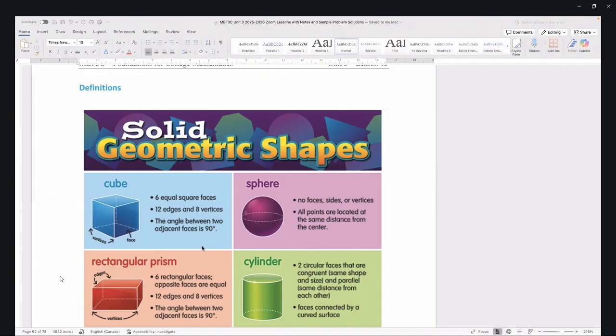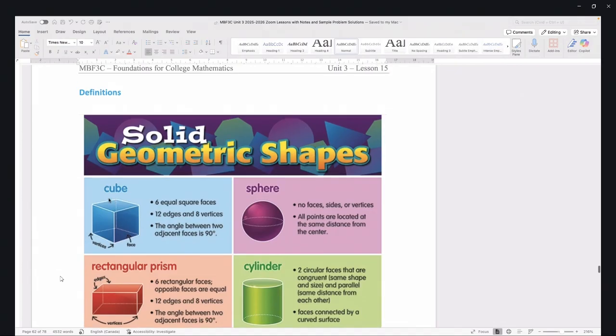Edges would be where two of the faces meet. So we have one right here, two, three, four at the top, and then we have one, two, three, four at the bottom. That's eight, and we have one, two, three, four up the side, which makes 12. So we have 12 edges, and we have eight vertices.